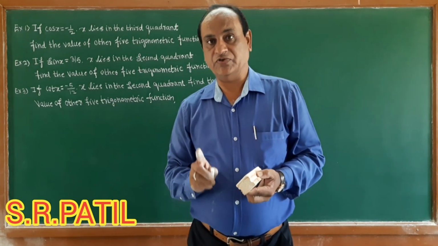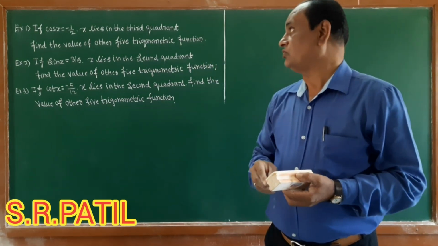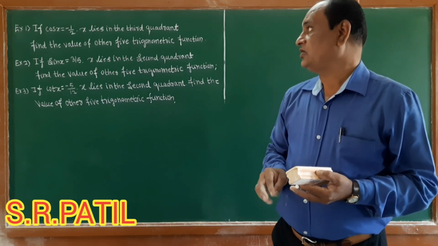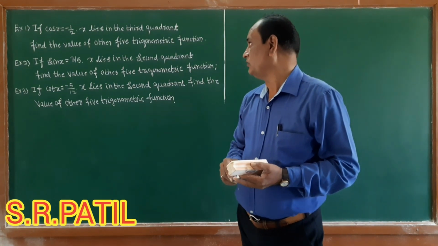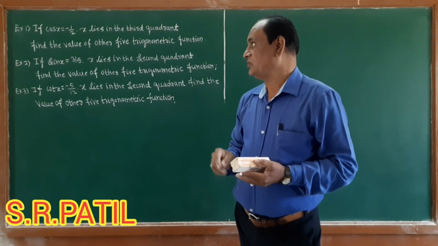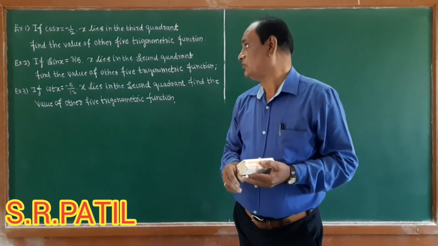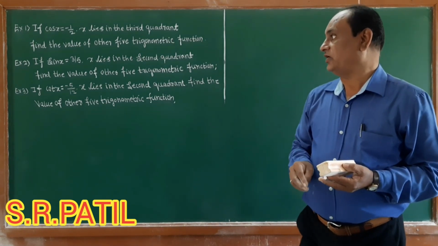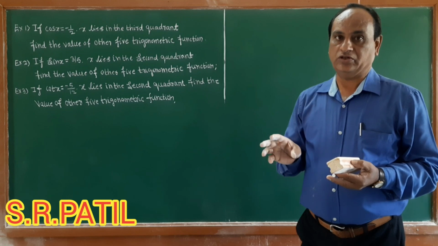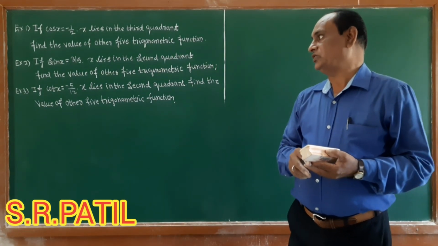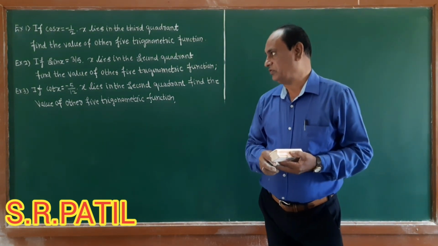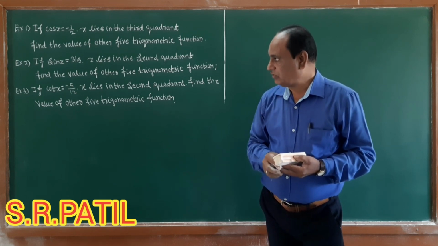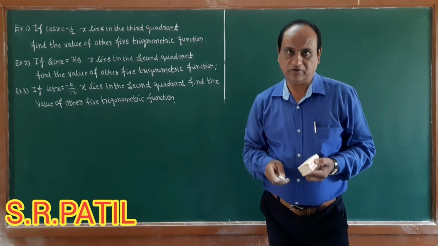The first problem: cos x is equal to minus 1 by 2, x lies in the third quadrant, so find the value of the other 5 trigonometric functions. Similarly, sin x is equal to 3 by 5, x lies in the second quadrant, and you have to find the value of the other 5 trigonometric functions. The third one is cot x is equal to minus 5 by 12, x lies in the second quadrant, find the value of the other 5 trigonometric functions.